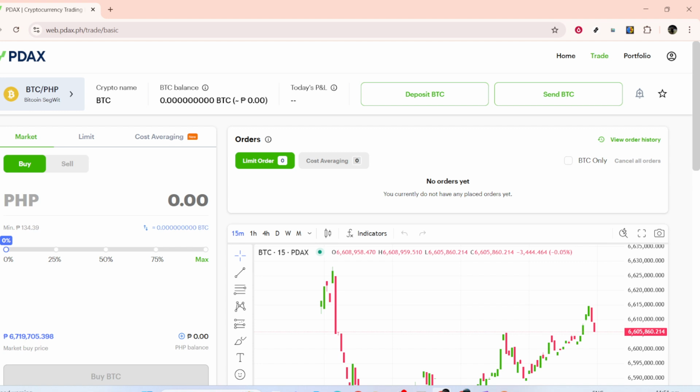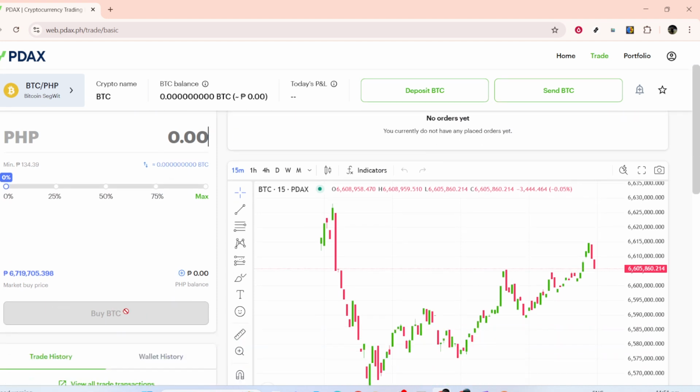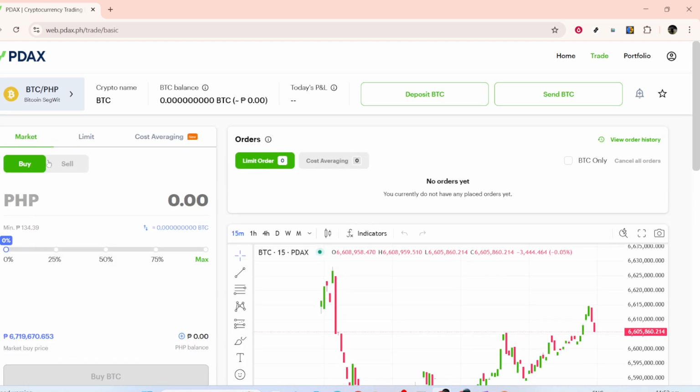To place a market order, simply select the market option, enter the amount of the cryptocurrency you wish to trade, and then click either the buy or sell button. And just like that, your trade is executed immediately at the best available price.